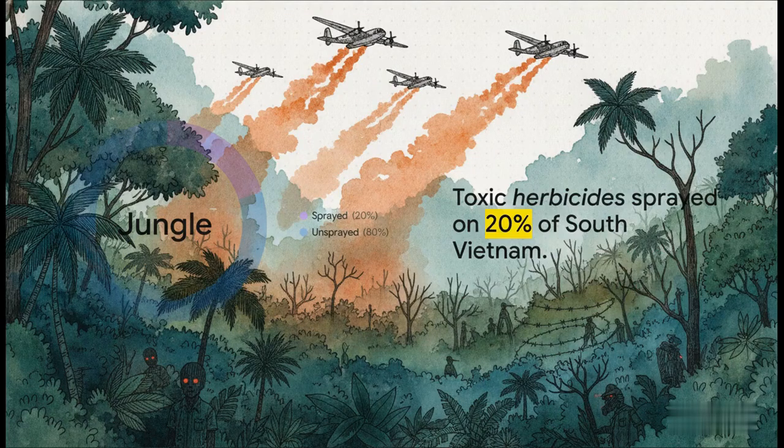Beyond the bullets and the bombs, think about this. 20% of South Vietnam's entire jungle ecosystem was subjected to chemical defoliation by the U.S. military. They primarily used toxic herbicides like Agent Orange to literally strip away the jungle canopy and deny the Viet Cong their concealed bases. That drastic measure led to absolutely catastrophic long-term ecological damage and severe health problems for both the Vietnamese population and the American veterans who were exposed to it.